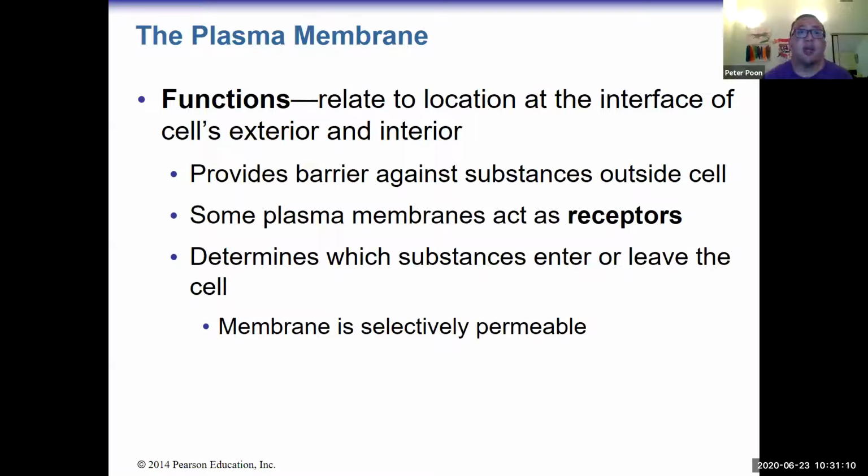The functions of the plasma membrane: it acts as a barrier, separating things outside the cell, so things outside have a hard time getting in through the bilayer. Some plasma membranes act as receptors to determine what comes in and what goes out, and this makes the membrane selectively permeable. It can choose what goes in and what comes out.